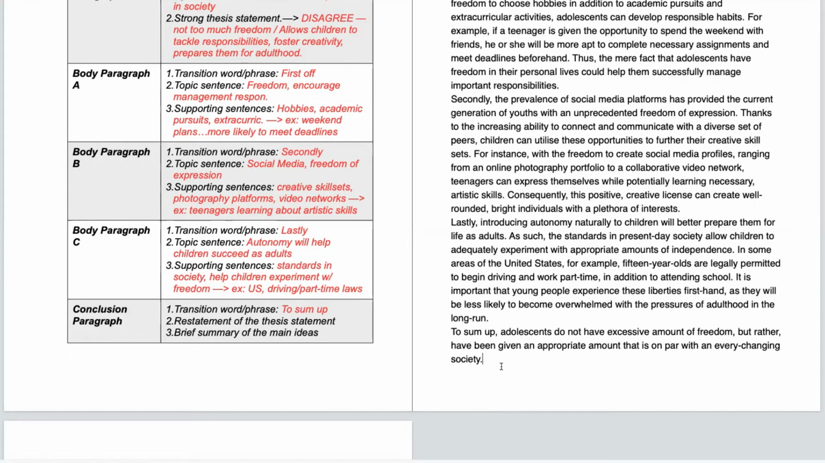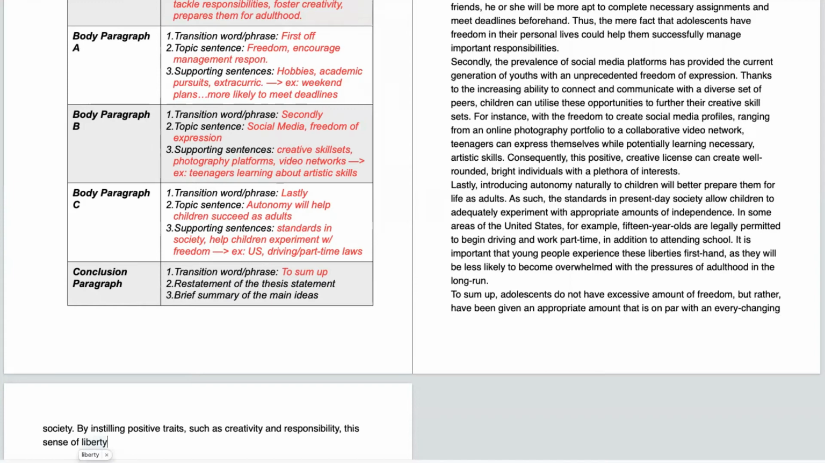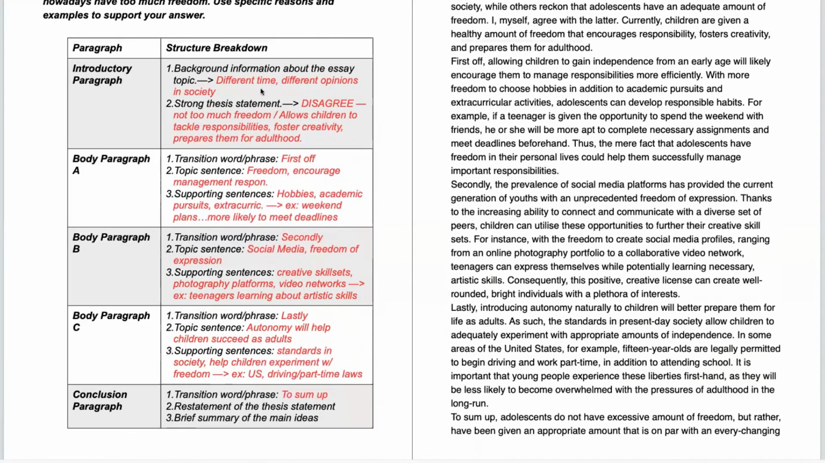It's also a nice way to reintroduce my thesis statement, which is, by instilling positive traits such as creativity and responsibility, this sense of liberty will also prepare children to become successful adults. So notice how in my reinstatement I have talked about creativity and responsibility and adulthood. And if I just scroll back up here, you see those are my 3 points. So we are done writing this essay.